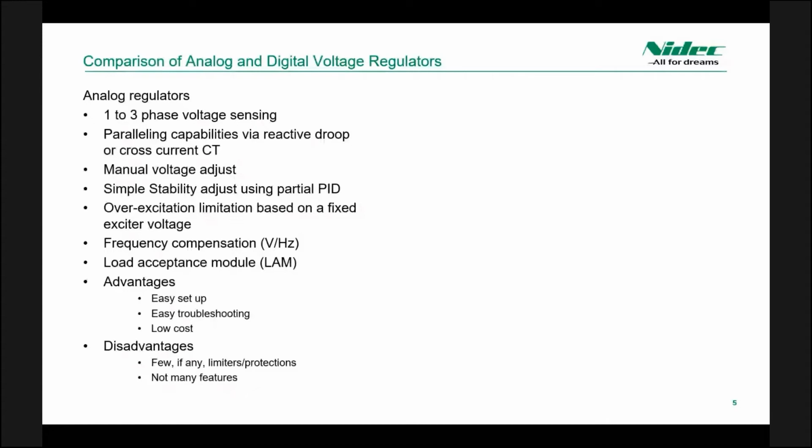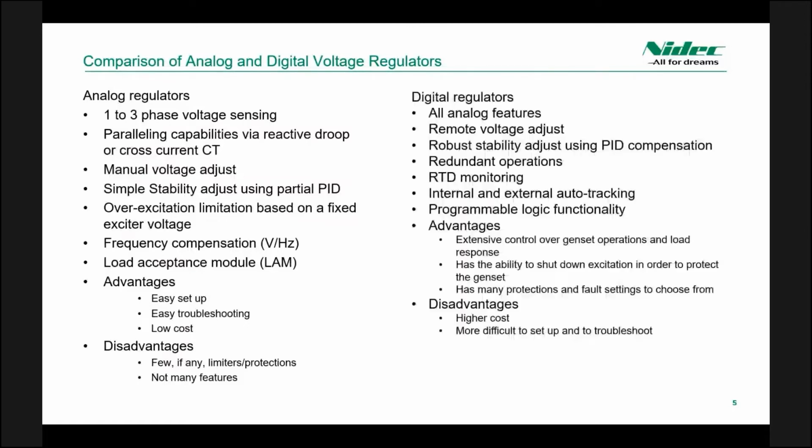They typically have frequency compensation for adjusting to a low frequency scenario, otherwise known as volts per hertz or low frequency. Because very large loads suddenly being applied to the generator might cause a lot of stress to the prime mover due to the additional torque being added to the rotor, the regulator might come equipped with a load acceptance module to help reduce some of that stress. The biggest advantage to an analog regulator is the cost savings. They are cheap because they do the basic minimum to keep the generator running properly. That comes with the caveat that they offer little to no protection for the generator.